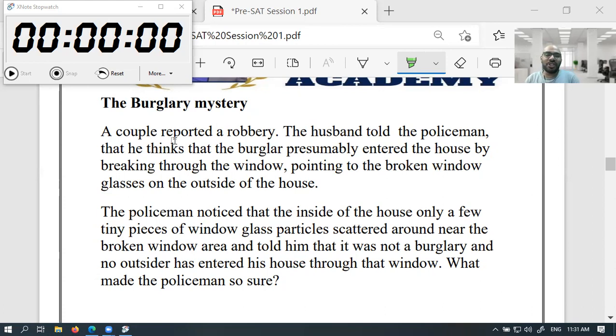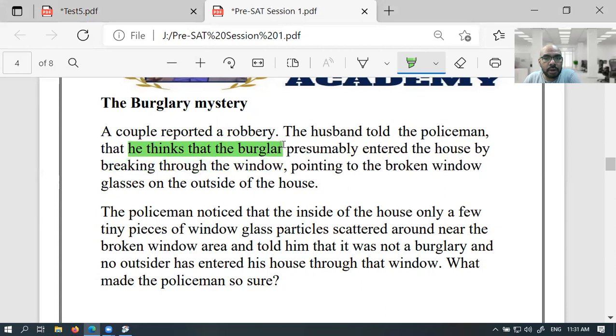See, guys, all of you pay attention. A couple reported a robbery. The husband told the policeman that he thinks a burglar entered the house, broke into the house. So the burglar will break into the house from outside to inside. The husband said it was by breaking through the window, pointing to the broken window glass on the outside of the house. Broken window glass on the outside. So this is evidence, guys.